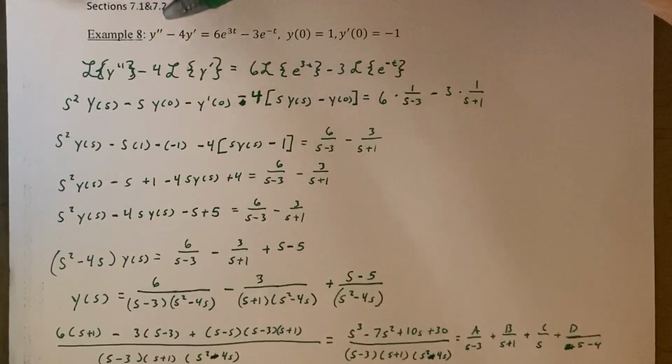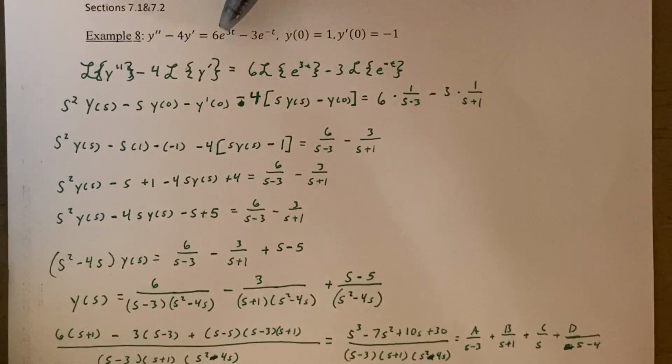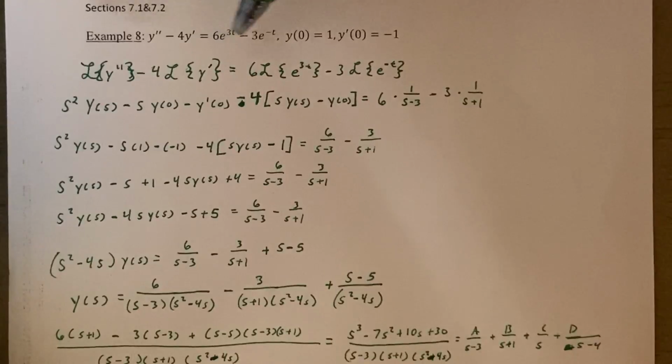We're going to Laplace transform everything that we can. So we're doing each term, and we're going to pull out any coefficient that we can. For y double prime, we just do the Laplace transform of y double prime. For minus 4y prime, we pull out the minus 4 and do the Laplace transform of y prime. For the right-hand side, we pull out the 6 and just do the Laplace transform of e to the 3t. And then we pull out the minus 3, and we have the Laplace transform of e to the negative t.